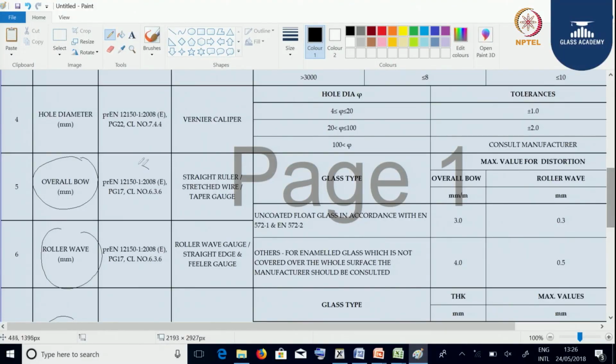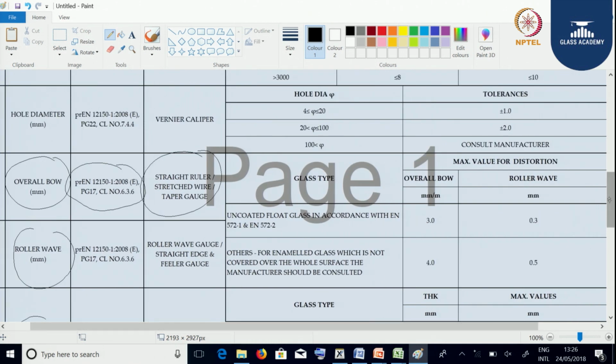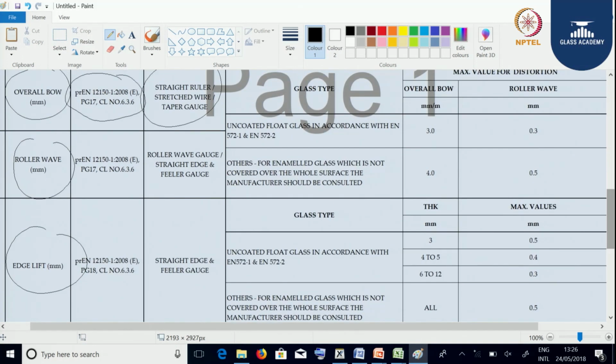Overall bow, the standard that we follow is EN 12150. The tools that we use are a straight ruler or a stretched wire with a taper gauge. The overall bow allowed per meter is 3 mm, and for enamel glass the overall bow allowed is 4 mm per meter.